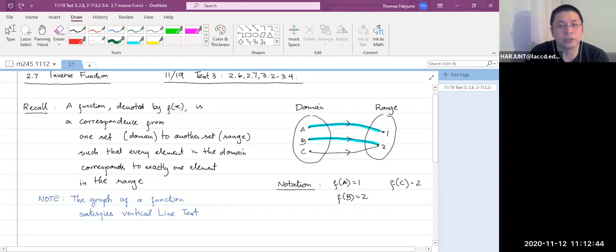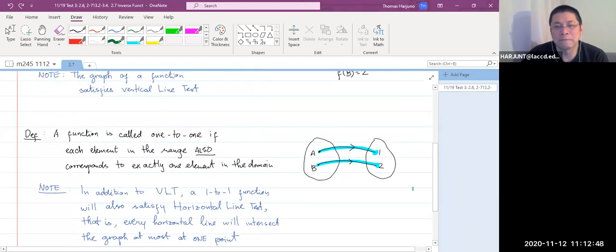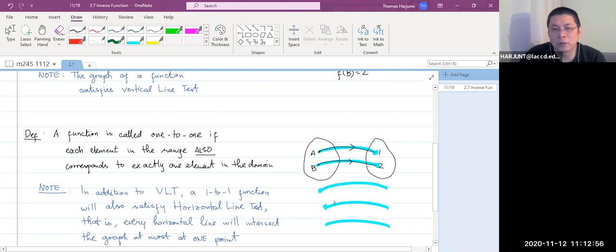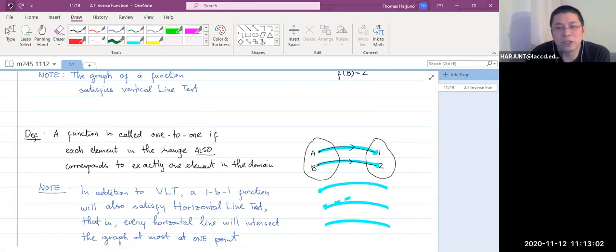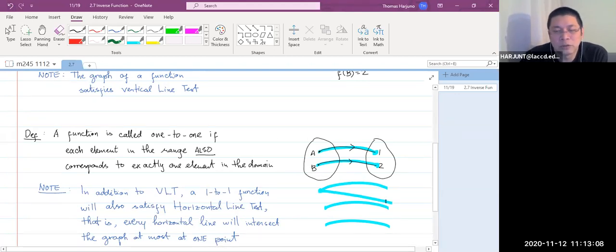A one-to-one function must look something like this. It will be one element here, one element there, one element here, one element there, like that. There's no branching at all. No branching in the domain, and also no branching in the range.